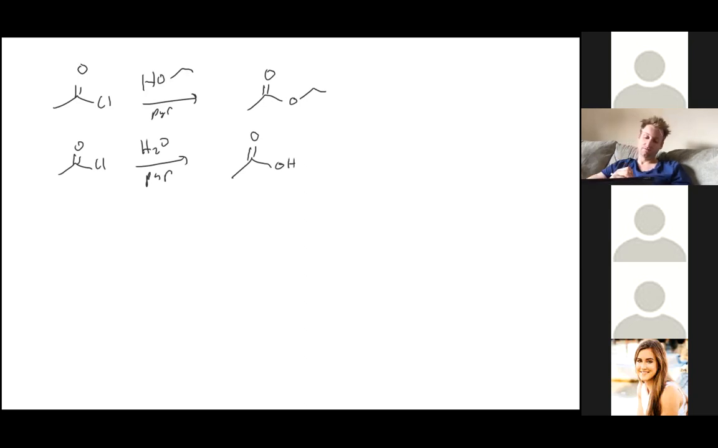if we add in an amine, it is its own base. So we don't need pyridine as well. It's going to let us make an amide. We can also make substituted amides.